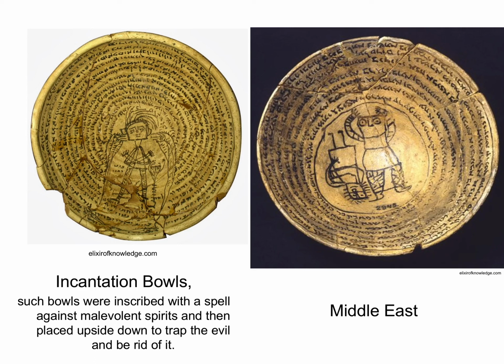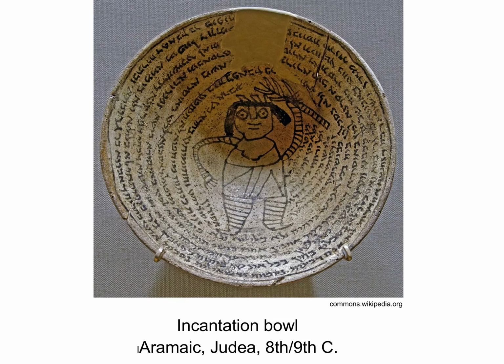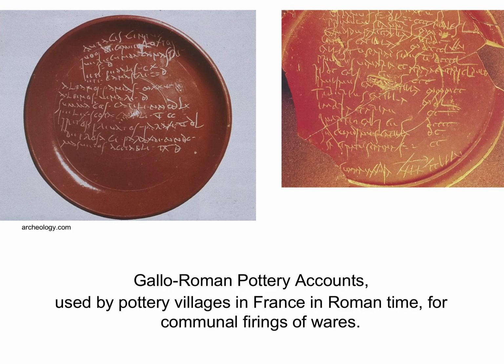I really like incantation bowls from the Middle East as well. Such bowls were inscribed with a spell against malevolent spirits and then placed upside down to trap the evil and be rid of it. Another example of an incantation bowl here in Aramaic from Judea from the 8th and 9th century of our era. And this is quite a fascinating object that I discuss further in the reading for this class as well.